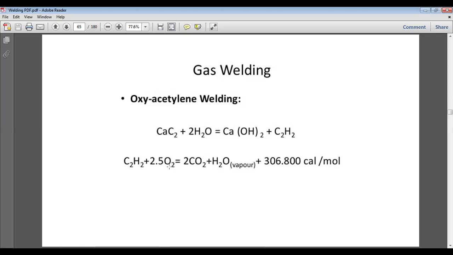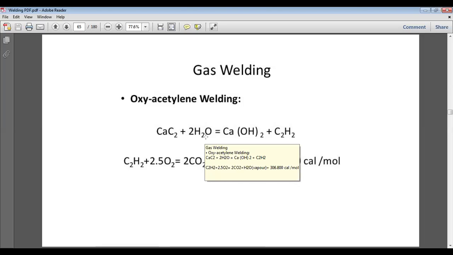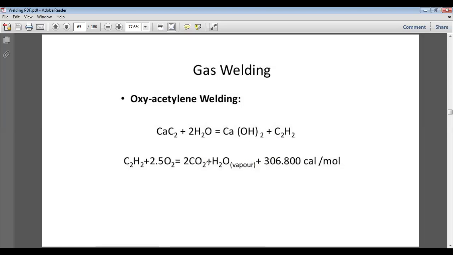This acetylene is combined with 2.5 oxygen, and then it produces carbon dioxide plus water plus 306.8 kilocalorie per mole. So this is the heat that is basically utilized for welding, and this is the reaction. Calcium carbide combines with water, two molecules of water, giving calcium hydroxide and acetylene. This acetylene again burns in the presence of oxygen and forms carbon dioxide and water vapors, and 306.8 calories per mole. So this is the heat that is basically utilized for welding.